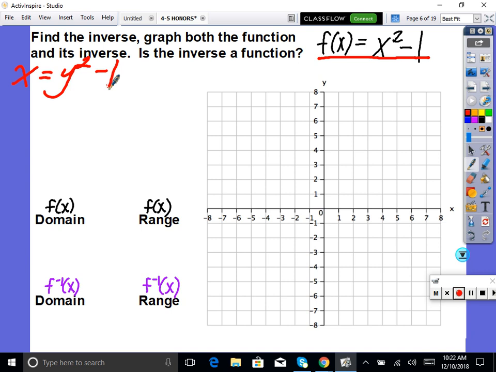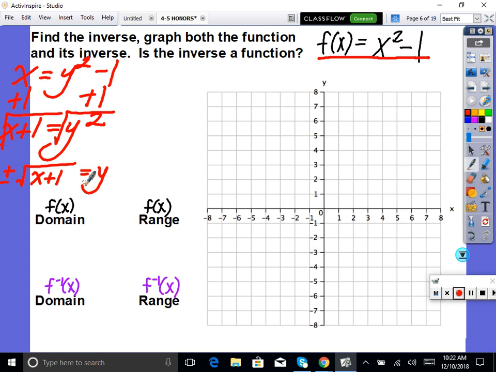What would be my first step? Add 1 to both sides. So I have x plus 1 equals y squared. Then what? Square root both sides. When solving and taking a square root, I need a plus or minus. So I have plus or minus the square root of x plus 1 equals y. So now our inverse, I'll write it underneath here. f inverse of x is plus or minus the square root of x plus 1.